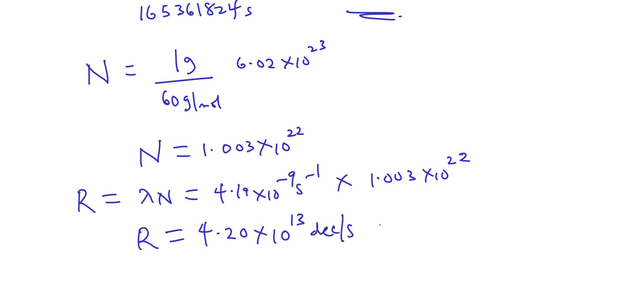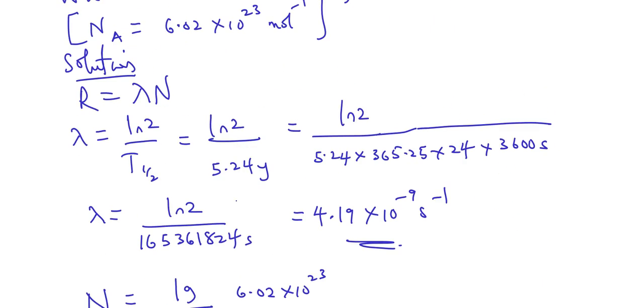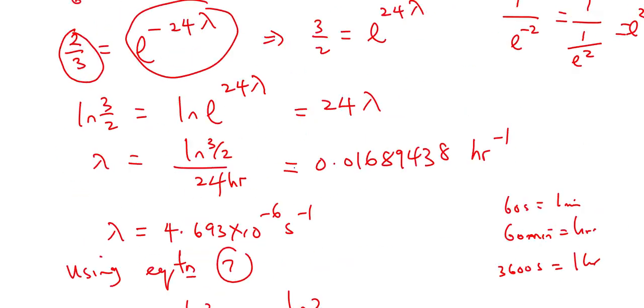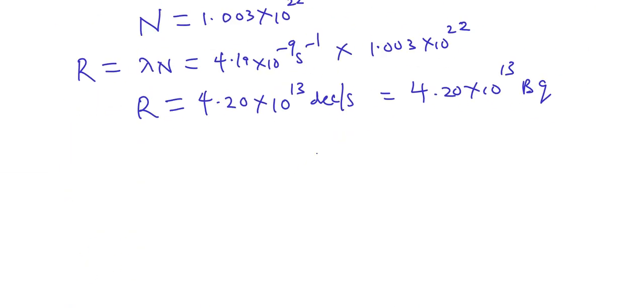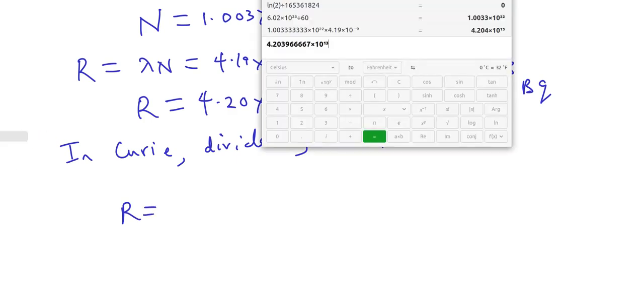So we can use decays per second, or you can write it as 4.2 times 10 to the power 13 becquerel. And you can also use curie. 1 curie is 3.7 times 10 to the power 10 becquerel. So to get the answer in curie, you divide this value by 3.7 times 10 to the power 10. So R will be the 4.2 that we got, then divided by 3.7 times 10 to the power 10.